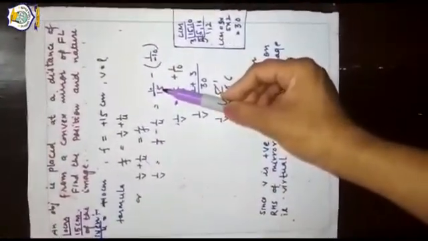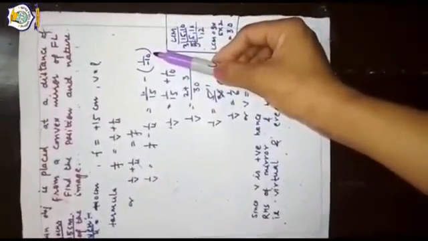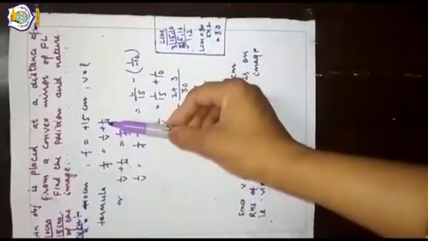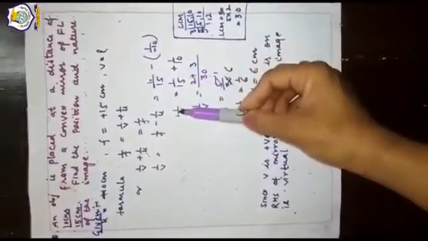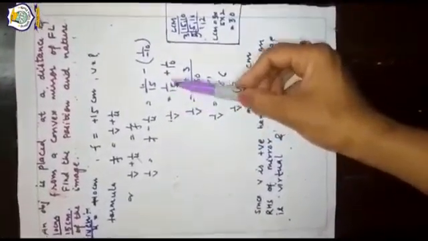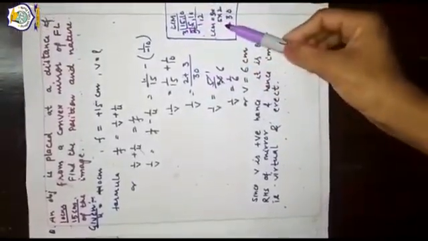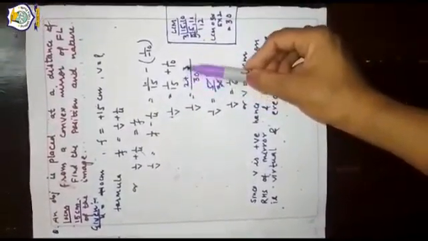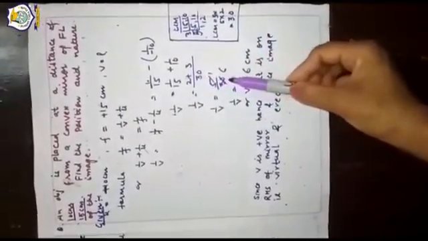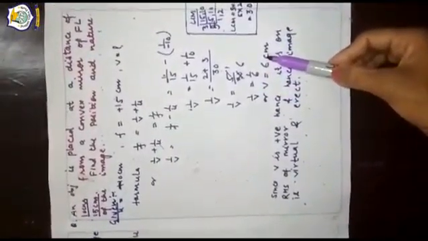It is 1/15 minus, put the bracket, it is very important, 1/(-10), because the value of u is minus 10. Now this minus becomes plus. So 1/v = 1/15 + 1/10. Now we need to take the LCM, and the LCM of 15 and 10 is 30. Now solve it. It will be (2 + 3)/30, so it is 5/30, or 1/6. So 1/v = 1/6, which means v = 6 centimeter.